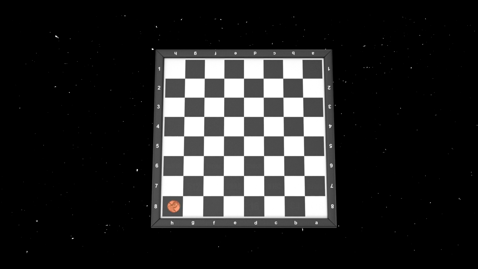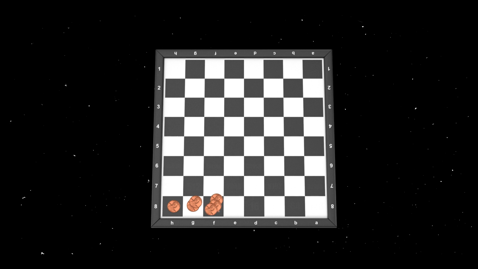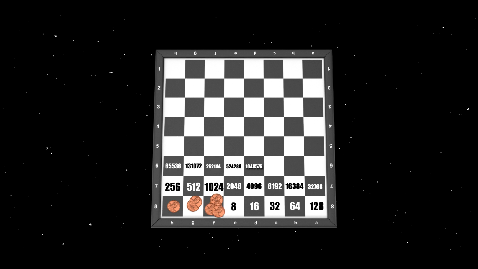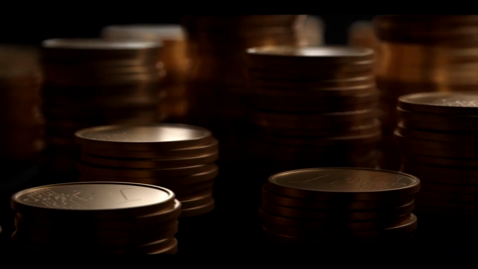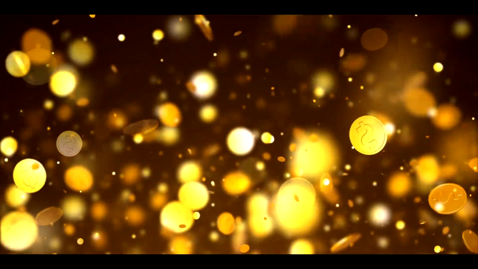To visualize this doubling, imagine a chessboard. Place one penny on the first square, two on the next, and four on the next. If you continue doubling the number of pennies on each square, you will be a millionaire by the 28th square, and a billionaire by the 38th square. By the time you fill all 64 squares, you will be a trillionaire thousands of times over.